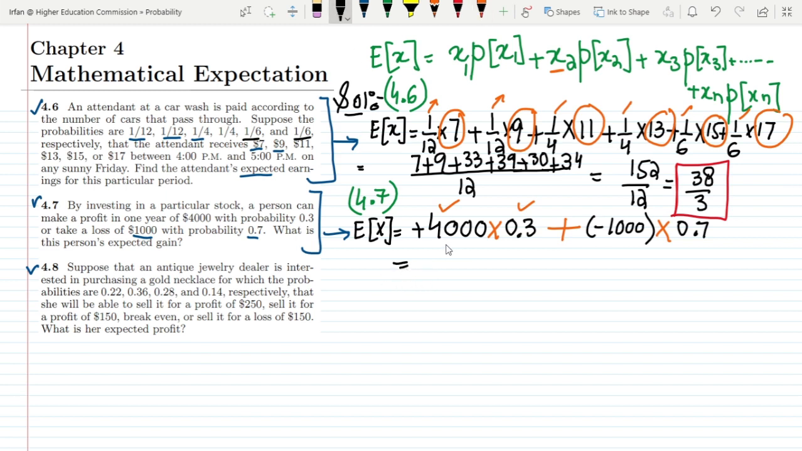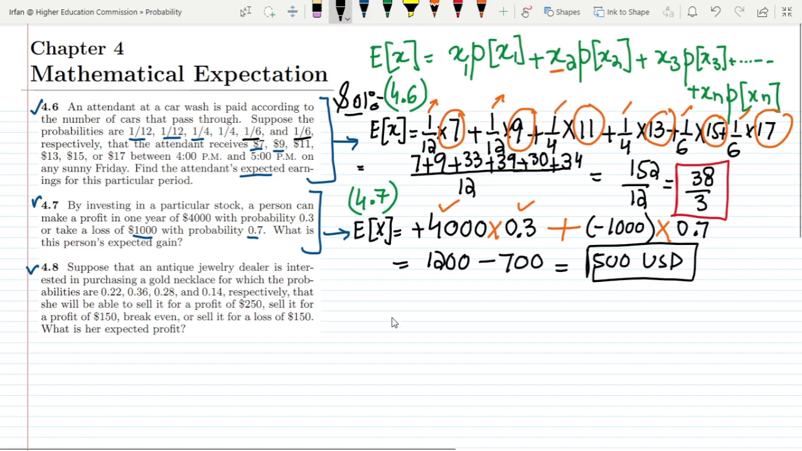So 4000 multiplied by 0.3 would be $1200. And also 1000 multiplied by 0.7, and this is negative, so it would be minus 700. Subtracting 700 from 1200, we will get 500, so it would be 500 USD, and this is a profit of 500 USD, which is the answer of question 4.7. And that is the solution of question 4.7.